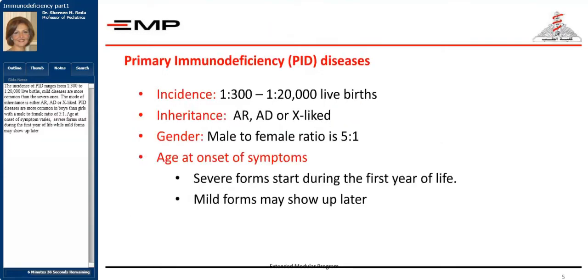The incidence of primary immune deficiency ranges from 1 in 300 to 1 in 20,000 live births. The mode of inheritance is either autosomal recessive, autosomal dominant, or X-linked. And because we have many X-linked diseases in primary immune deficiency, boys are affected more than girls, with a ratio of 5 to 1. The age at onset of symptoms varies. Severe forms usually start during the first year of life, while mild forms may show up later.